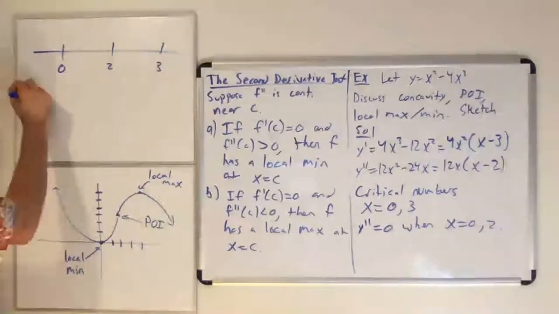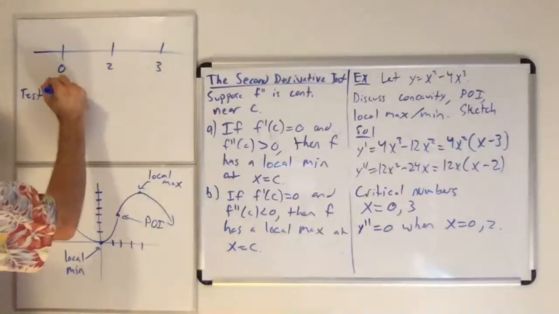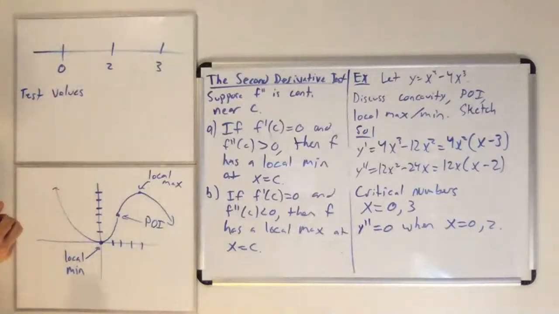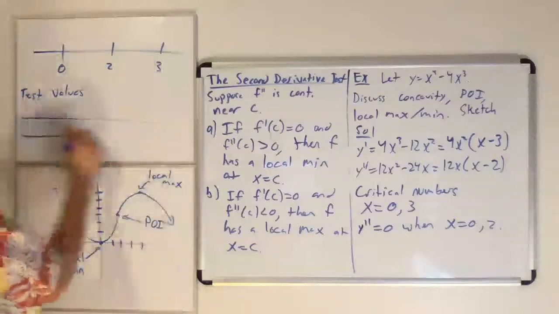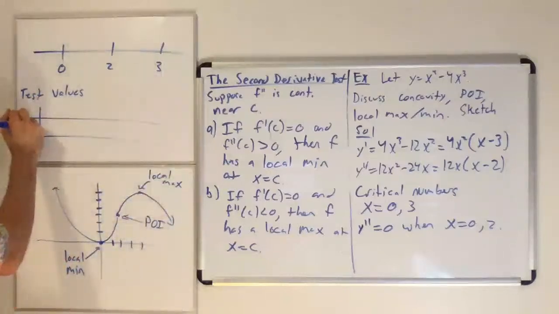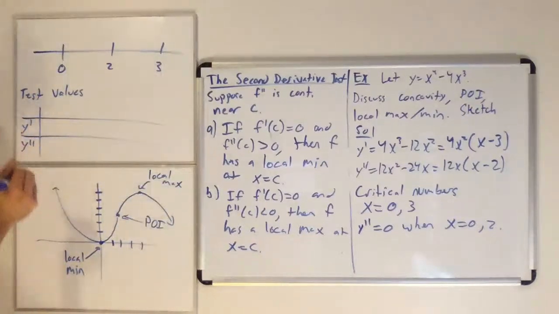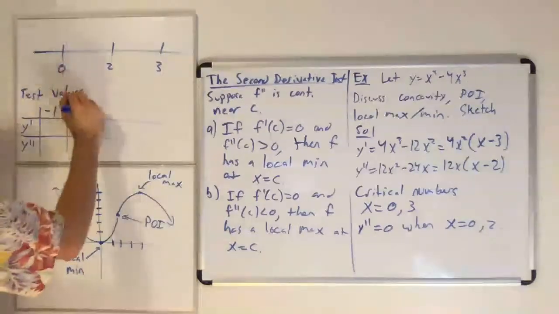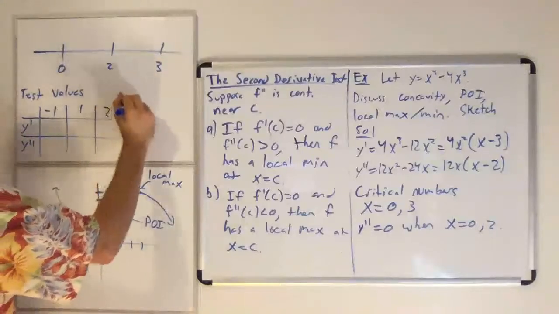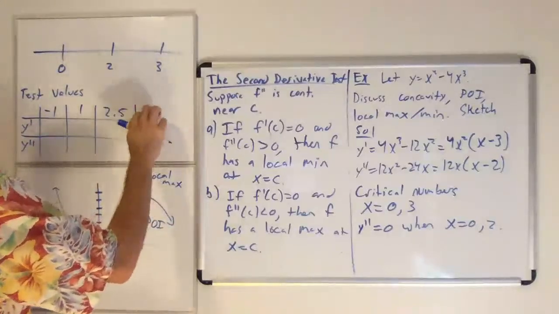So this will be y prime. This is y double prime. Our test values could be -1, 1, 2.5, and let's just say 4.